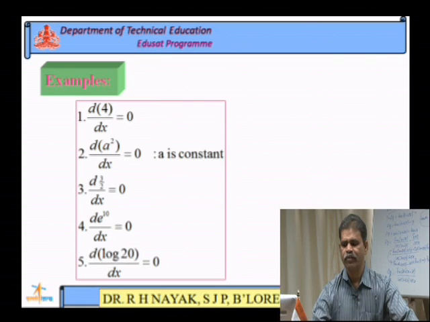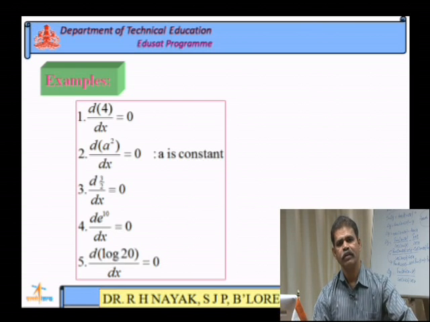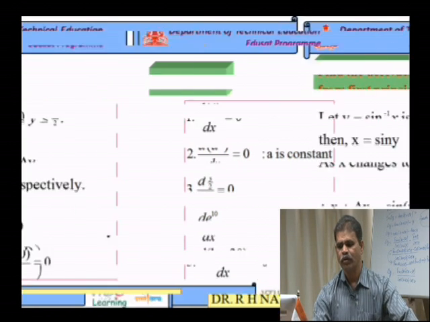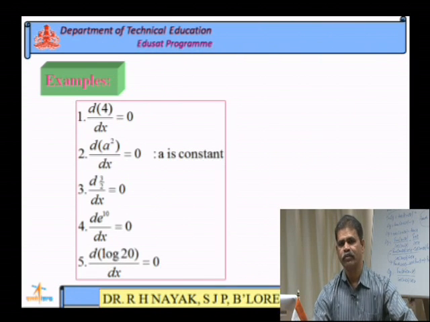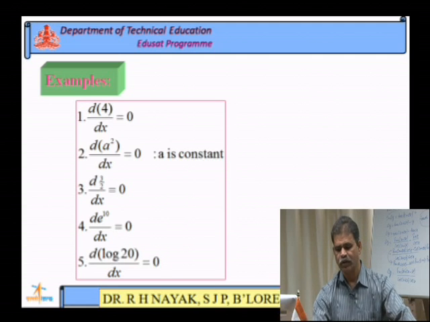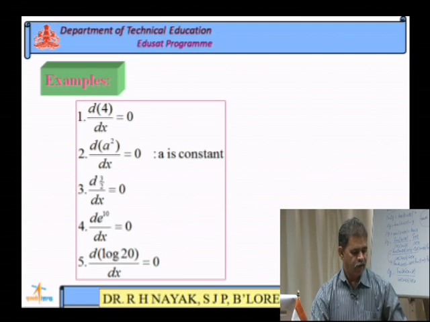Differentiation of a square, a is what? A is a constant whose derivative is also 0. Differentiation of 3 by 2, it is also a numerical value, its derivative is 0. Differentiation of e power any number is also 0. Differentiation of log 20, whose value is also 0, because differentiation of any constant is always 0. So, we derived some of the derivatives of standard functions.